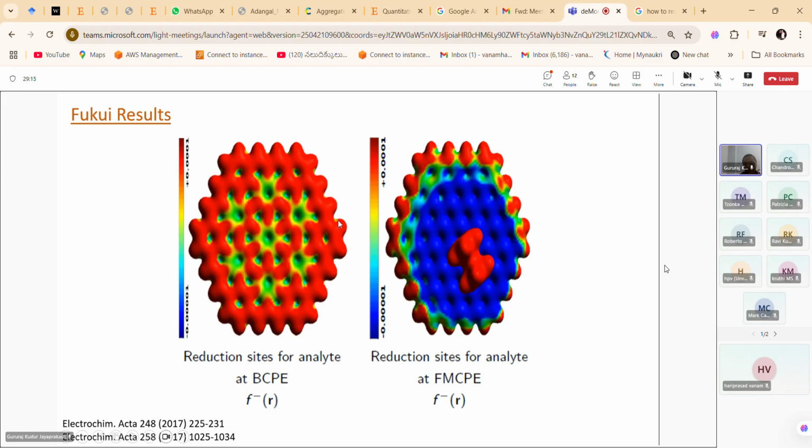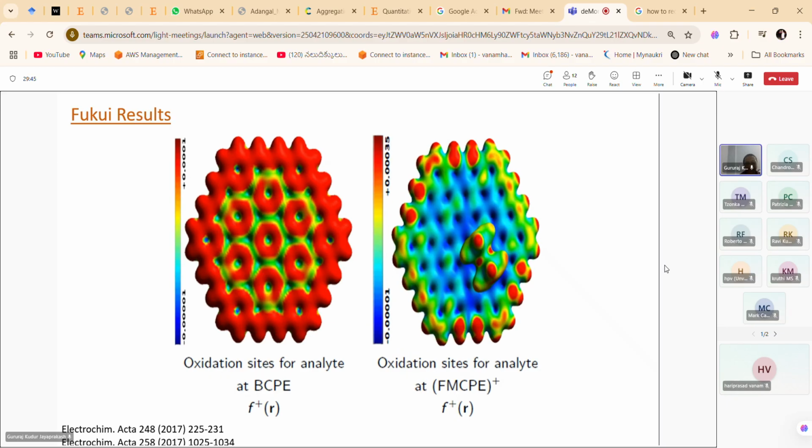Here we can see that when we perform the Fukui calculation, if there is only a carbon system, almost all carbon atoms are equally probable to lose the electron. But in the presence of ferrocene, what happens? The electron will be mainly removed from the iron atom, or from the ferrocene molecule. So this supports the experimental result: we saw an oxidation peak in the presence of ferrocene. Our Fukui results are telling exactly the same thing.